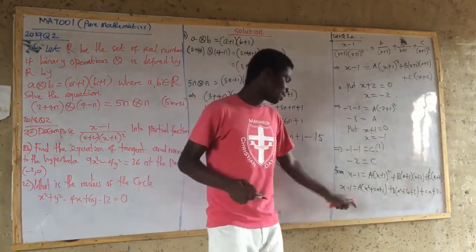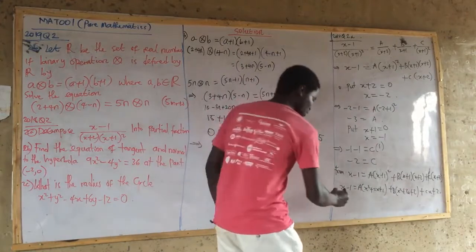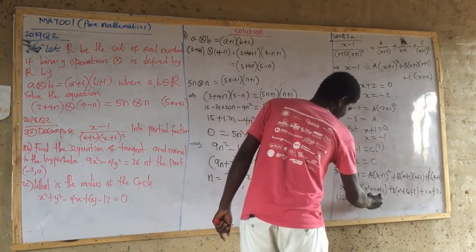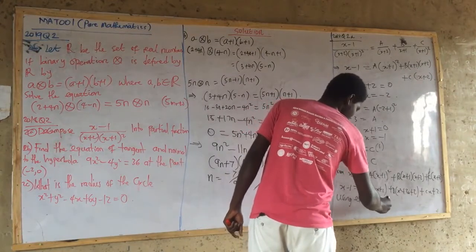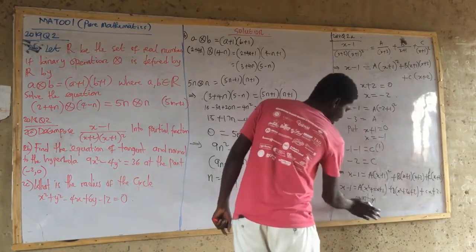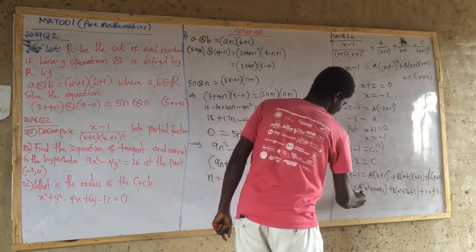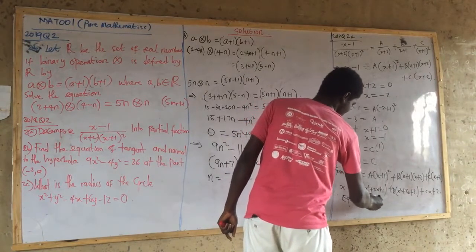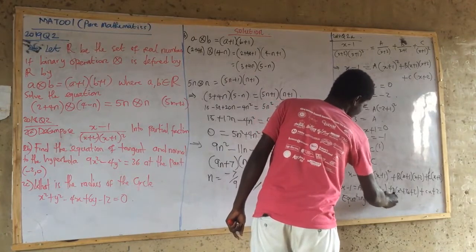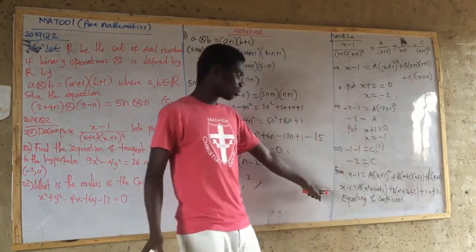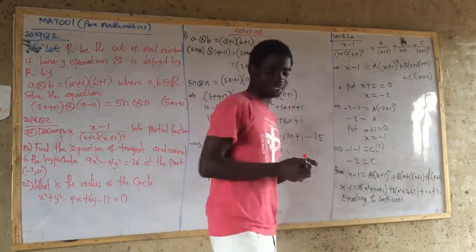Now, using equating the coefficient, let me just write equating the coefficient. The coefficient of x squared now, let me write this up.